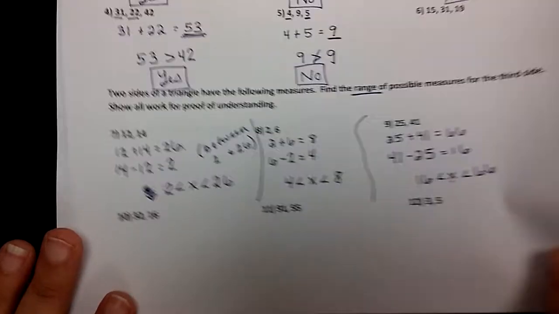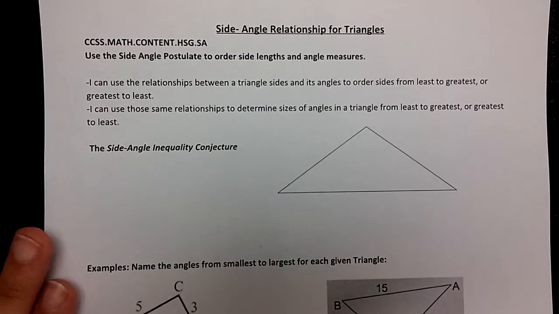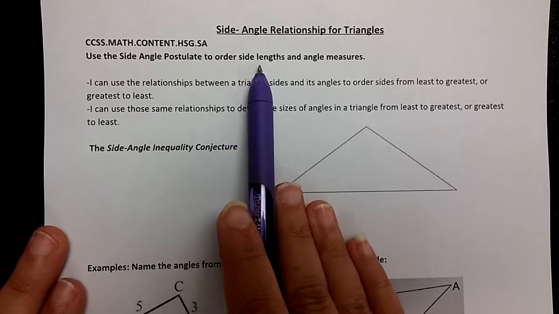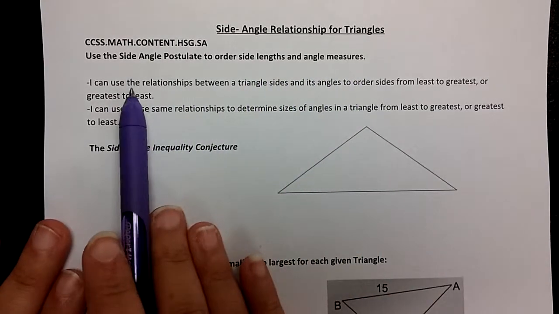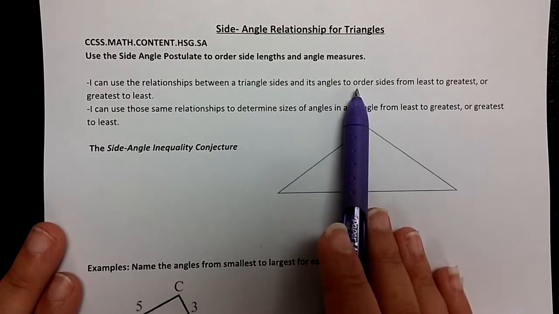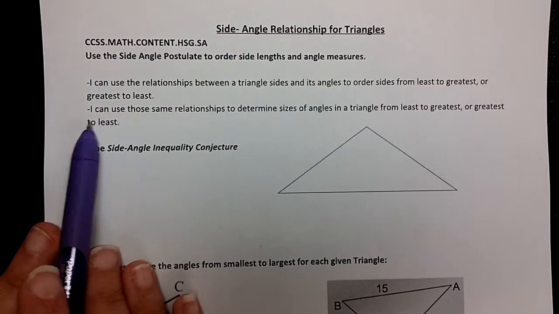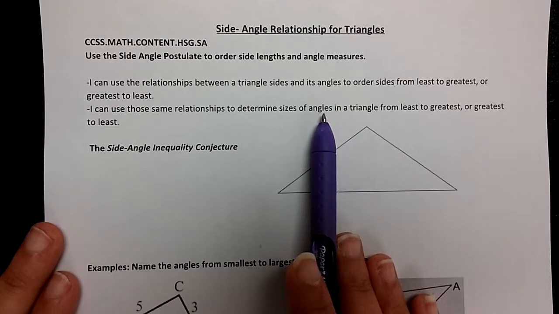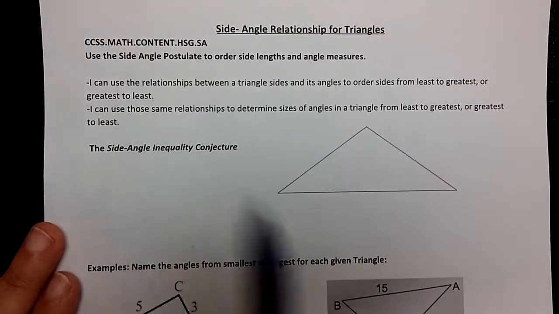So the next standard that we're going to talk about has to deal with the side angle postulate. So we're going to be able to use the side angle postulate in order to order side lengths and angle measures. So we want to be able to use the relationships between triangle sides and its angles to order the sides from least to greatest or greatest to least. We want to use the same relationships to order angles. Again, we're going to read directions to see if they want least to greatest or greatest to least.